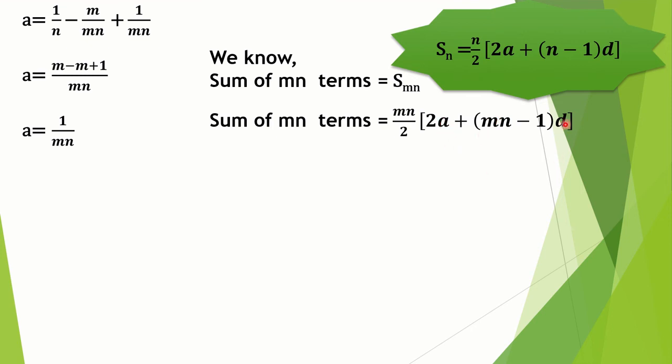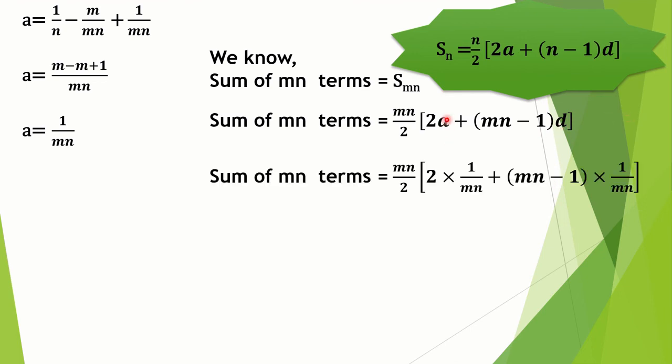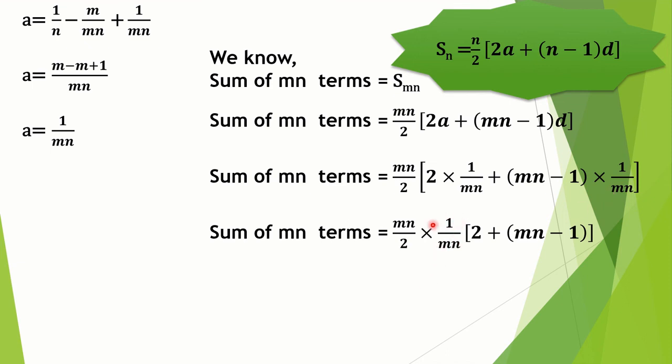Now here is a, here is d. The value of a is known and the value of d is also known. So let's input the value of a and the value of d. After this, 1 over mn can be taken common. On taking common, we are getting this portion. The sign of multiplication has come from here, because if there is no sign, we must consider the sign of multiplication. After this, mn and mn can be cancelled.